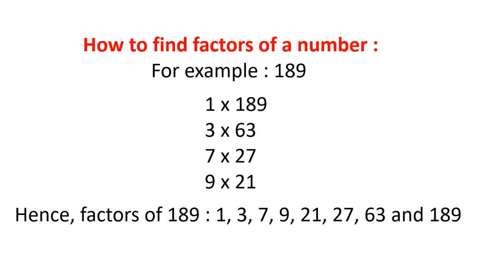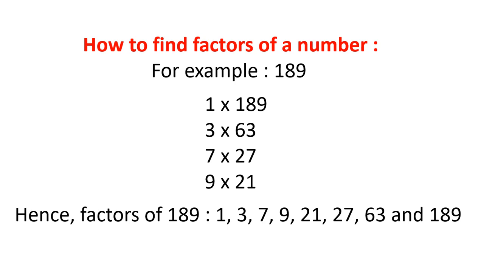So I straight away go to 3 and check the sum of the digits. 1 plus 8 is 9, 9 plus 9 is 18. It is divisible by 3. So I get 3 into 63 is equal to 189. Next I check for 5. No, it is not ending in 0 or 5, so it is not divisible by 5. Next I check for 7. Yes, it is divisible by 7, so 7 into 27.